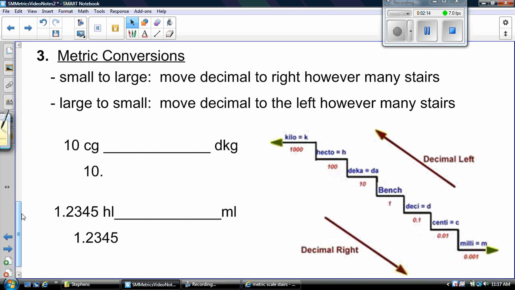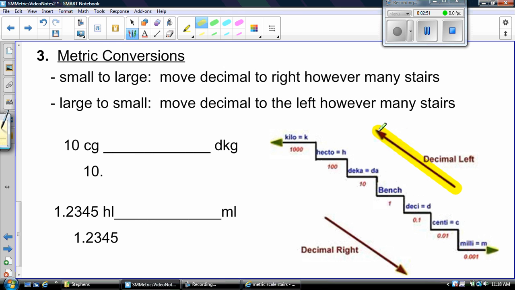So when you're converting from small to large units, you're going to move the decimal however many stairs. So that's what this is showing you. So whenever you're going down the ladder, converting from, oops, I'm sorry, I did the wrong one. So when you're going from small to large, so if I want to convert milli to deca, milli to hecto, milli to kilo, milli to centi, anything larger than milli, I'm going to move the decimal to the left, up the staircase and kind of in the left direction, however many stairs.